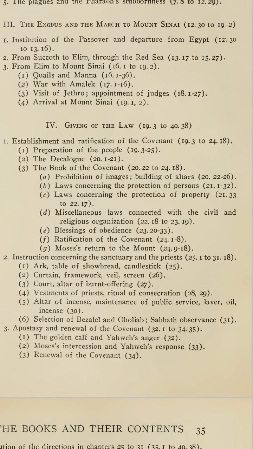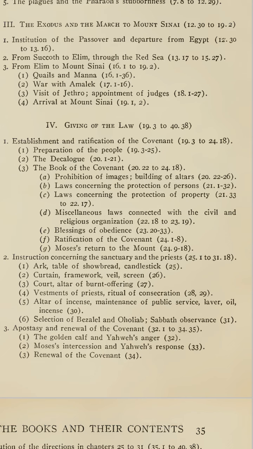3 is the Exodus and the march to Mount Sinai. 1, institution of the Passover and departure from Egypt. 2, from Succoth to Elim through the Red Sea. 3, from Elim to Mount Sinai: quails and manna, war with Amalek, visit to Jethro, appointment of judges, arrival at Mount Sinai.